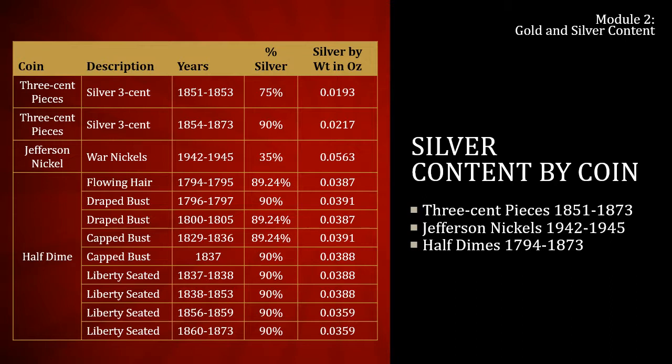So for example, the very first one there, 3-cent piece produced between 1851 and 1853 is 75% silver. So when you multiply the total weight of the coin times the amount of silver, you would actually arrive at the conclusion that 0.0193 troy ounces of silver are in that 3-cent piece. So that's the way all these tables work. Again, I want to walk through these, and then you'll use this as reference when you have a coin that you want to determine the bullion value.